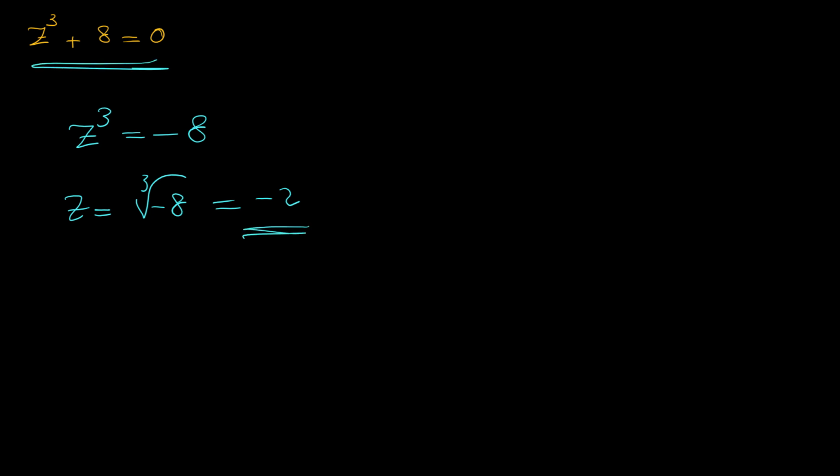Now look at this equation: z to the 3 plus 8 equals 0. For solving this equation of degree 3, which has 3 solutions, if you think this way, we can move 8 to the other side and write it as negative 8, and then z equals cube root of negative 8, and the answer is negative 2. In this way, you are going to find one solution of this equation.